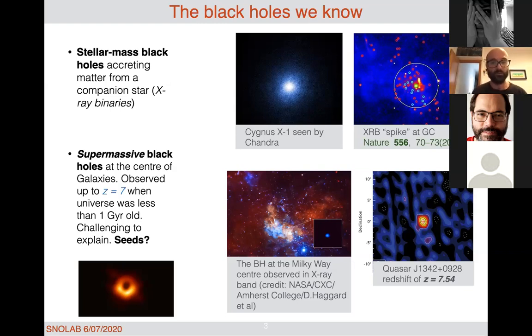Then we know massive black holes, actually supermassive black holes that are sitting at the center of galaxies. Those are way heavier than the sun, millions of billions of times more massive than the sun. And they are observed up to very large redshift, so at cosmological distances. And their existence is very challenging to explain, because we don't really know how they formed and how they could accrete so efficiently to become that massive.